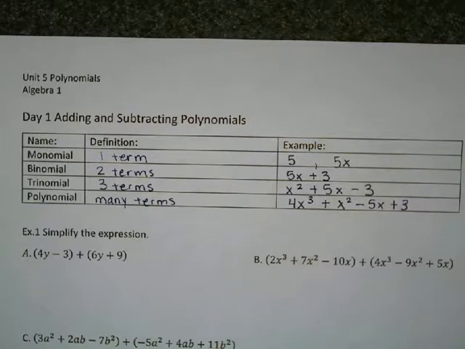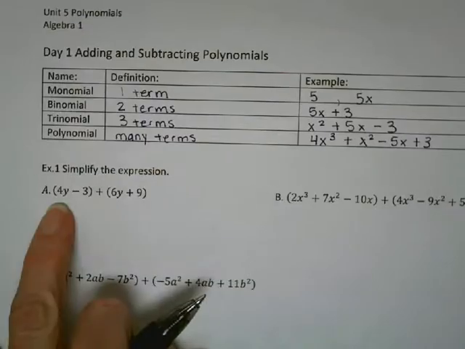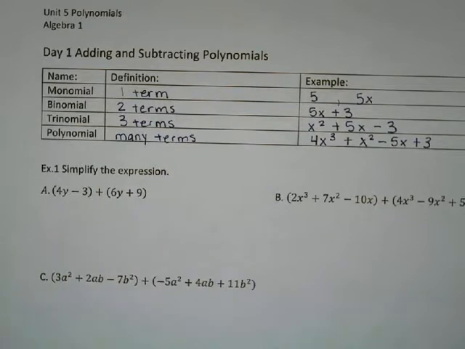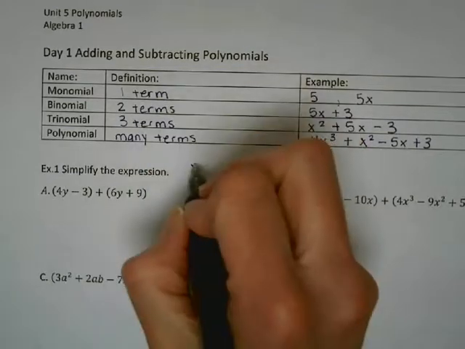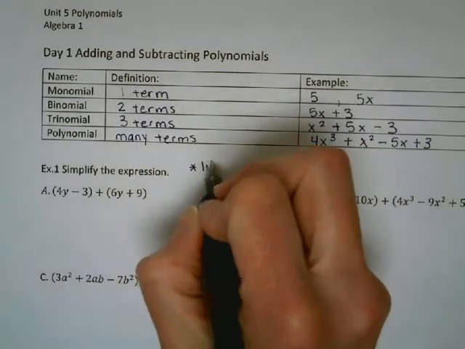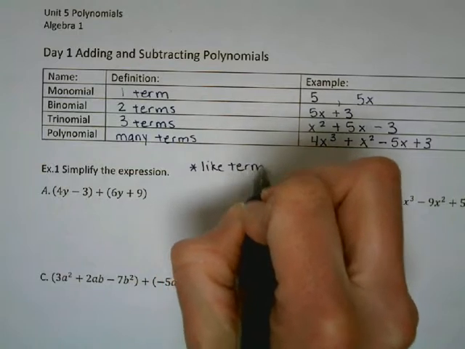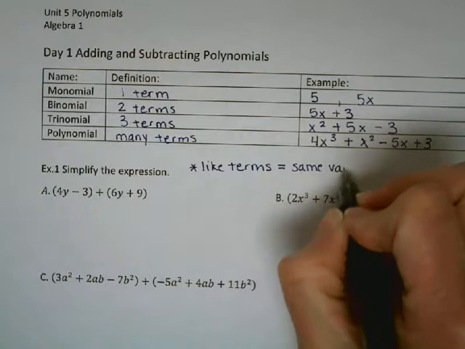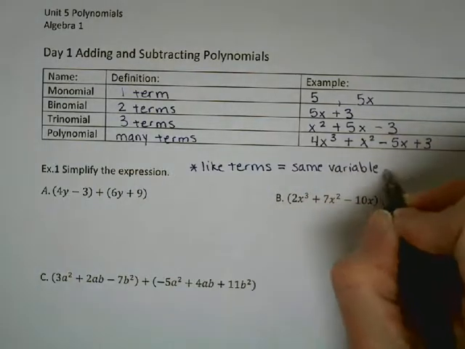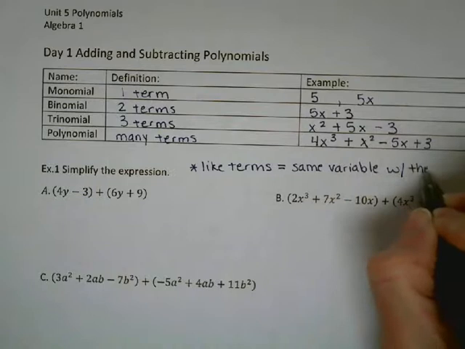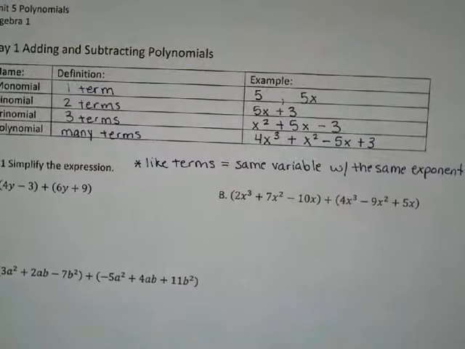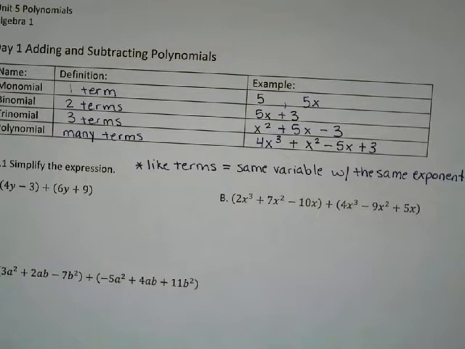Alright, so if I was going to say what are we adding here, this is called a binomial plus another binomial. When you are adding like terms, you want to add things that have the same variable and the same exponent. So like terms equals the same variable, or lack thereof if it doesn't have a variable at all, with the same exponent. And what I mean by that, an x squared and an x cubed are not the same like terms. They both have the letter x, but the second power and the third power would be different.